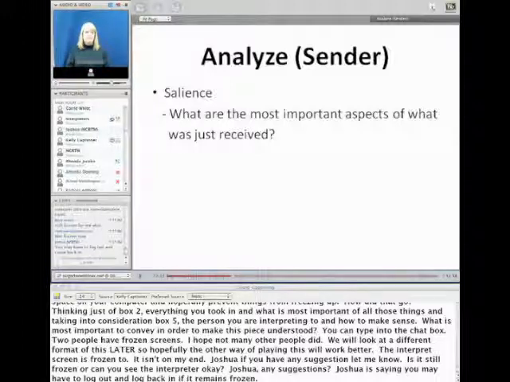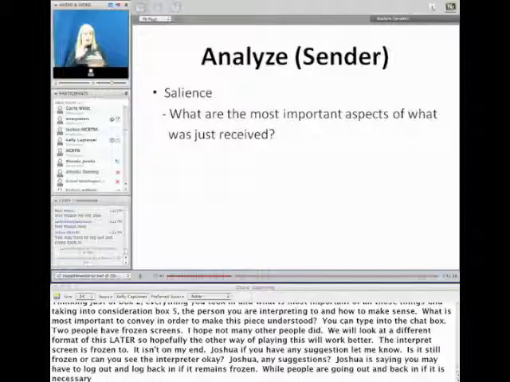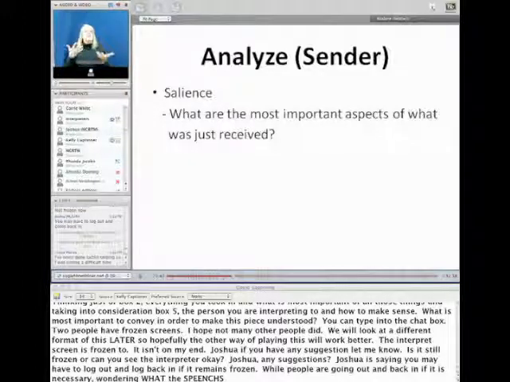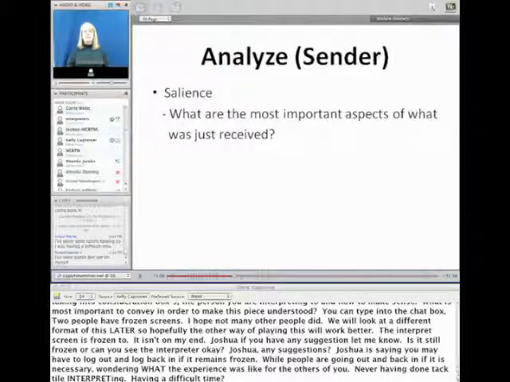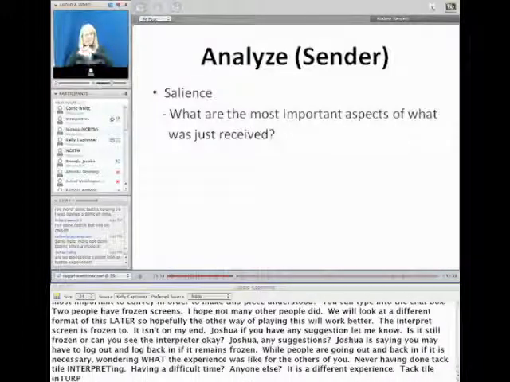Okay, while people are going out and back in, if that's necessary, wondering what the experience was like for the others of you. Okay, never having done tactile interpreting, having a difficult time. Anyone else? Yeah, it is a different experience, tactile interpreting to oneself. Not something you'd have to do normally, but just for fun here.